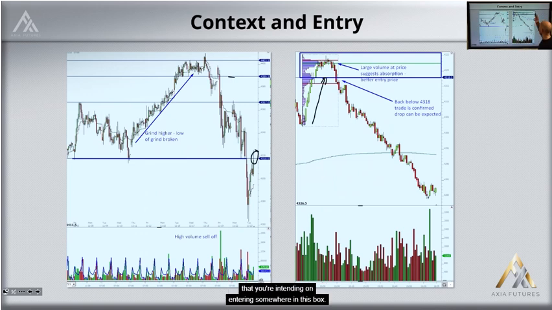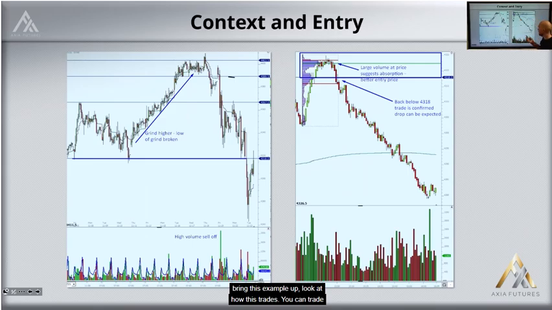So you know that you're intending on entering somewhere in this box. Now, like I say, you could scale across it. Alternatively, you could wait for more information. As soon as you get into this zone, you can then wait for volume to start to build up, giving you potentially, and this would be an absorption trade, so something that we can talk about a little bit more with order flow and perhaps bring this example up.